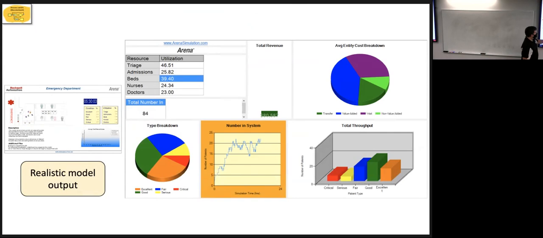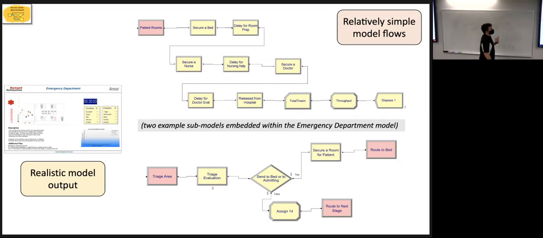I've got the type breakdown of conditions, the number in the system, the throughput for different types, for critical versus excellent, and so on. I've got the resources here, how many beds I actually use on average. I can get all sorts of really realistic model output, even though the models that I'm building don't look much more difficult or complicated than simple flowcharts.